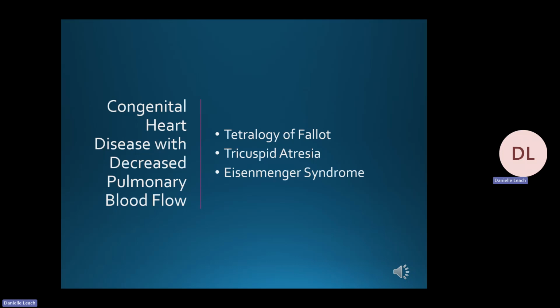The next category of defects is congenital heart disease with decreased pulmonary blood flow. So the last three we just talked about were increased pulmonary blood flow. These three are decreased pulmonary blood flow. So the three we're going to talk about are tetralogy of Fallot, tricuspid atresia, and Eisenmenger syndrome.